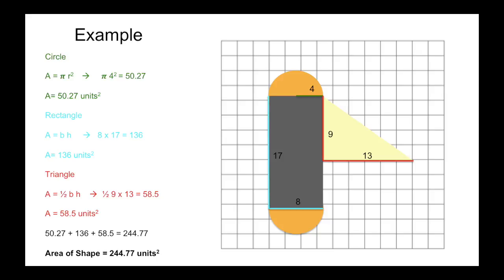Lastly, we add all of the found areas together. So 50.27 plus 136 plus 58.5 is 244.77, giving us our compound shape's area, which is 244.77 units squared. Solving the area for compound shapes can be a little tricky, but it is important to just remember these steps and keep your work organized, and these problems will become quite simple.